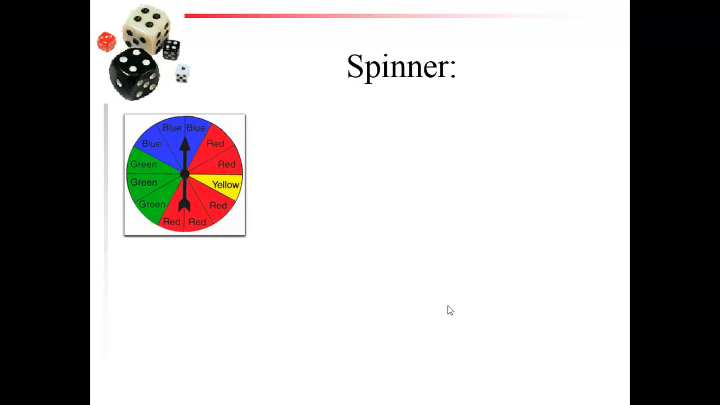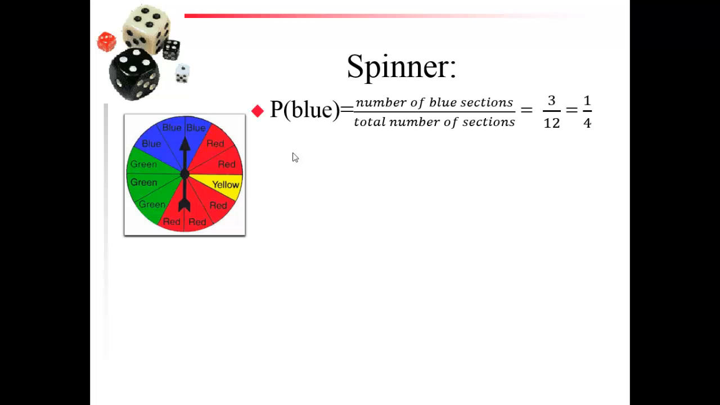Okay, looking at this spinner. The theoretical probability of landing on blue is the number of blue sections out of the total number of sections. So I have 3 blue sections and 12 total sections. I can simplify that ratio to 1/4.